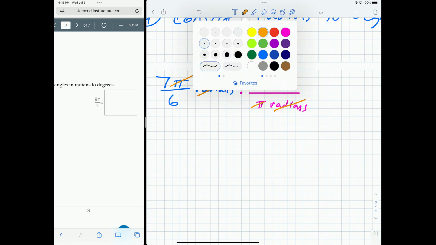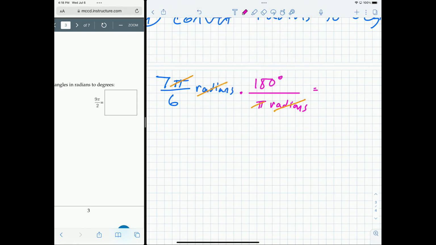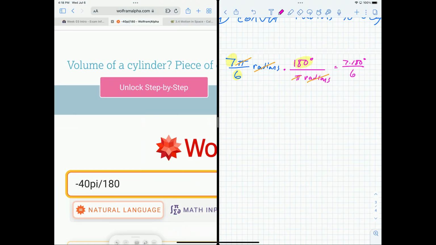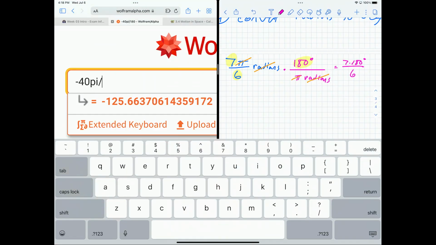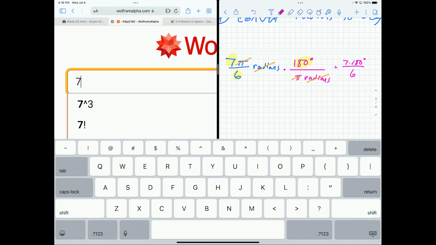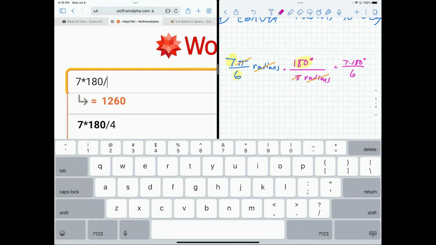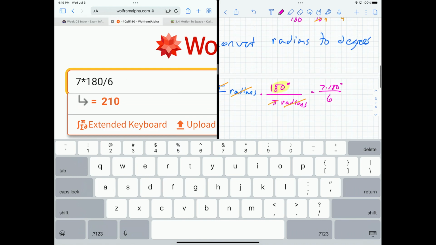So what you end up with here is on top just the 7 and the 180 degrees, 7, 180 degrees, and then on bottom it looks like all I've got is a 6. So 7 times 180 over 6. So again, that's just a punch it into the calculator kind of thing. 7 times 180 over 6, 210.